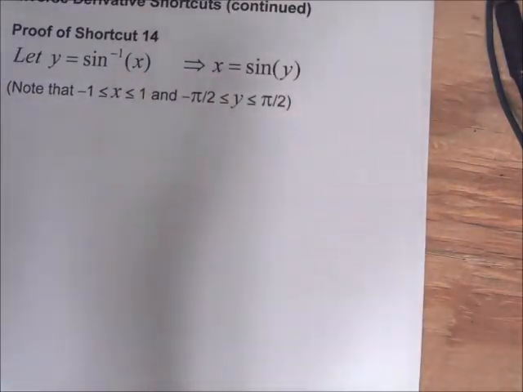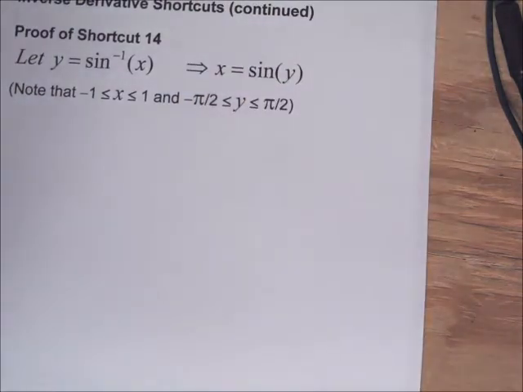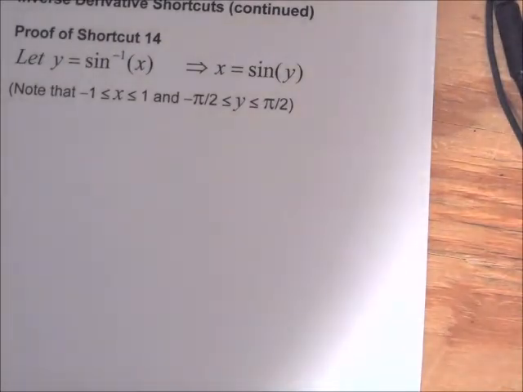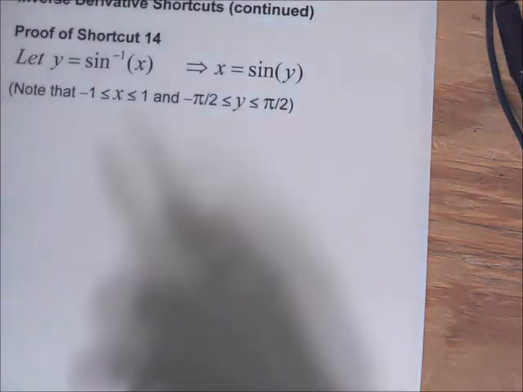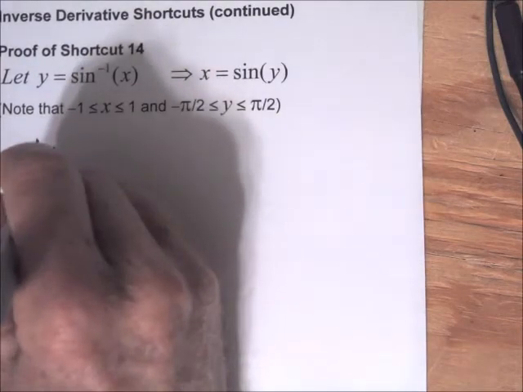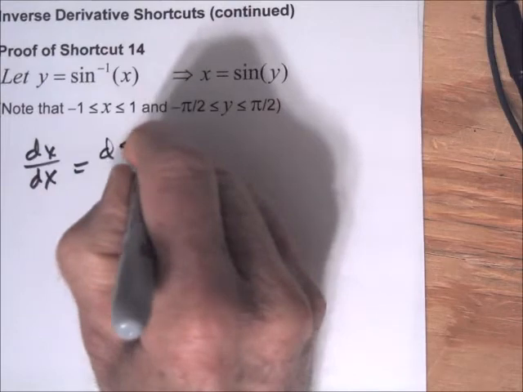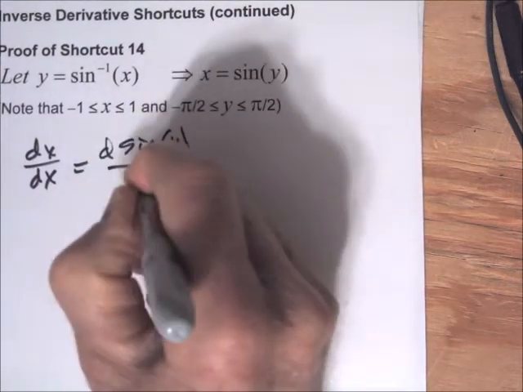So if y is equal to sine inverse of x, that means x is equal to sine of y. And we can take the derivative of both sides of the equal sign and differentiate implicitly. So it's going to be the derivative of x with respect to x is equal to the derivative of sine y with respect to x.